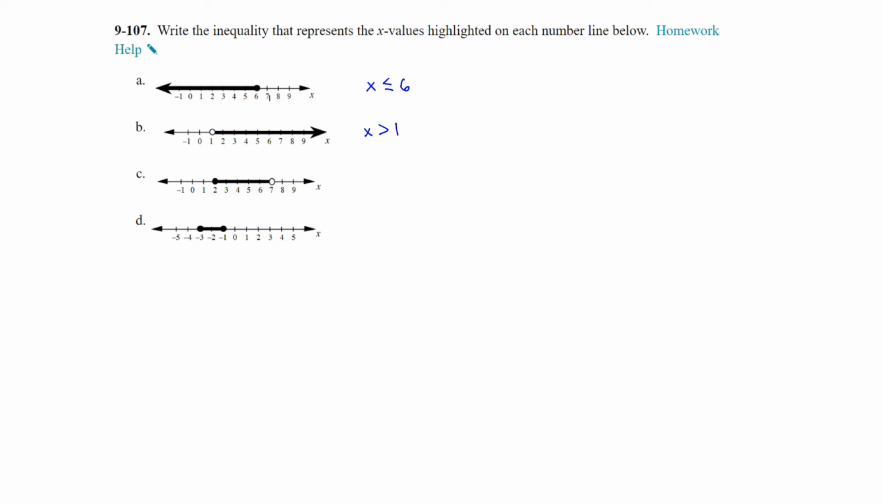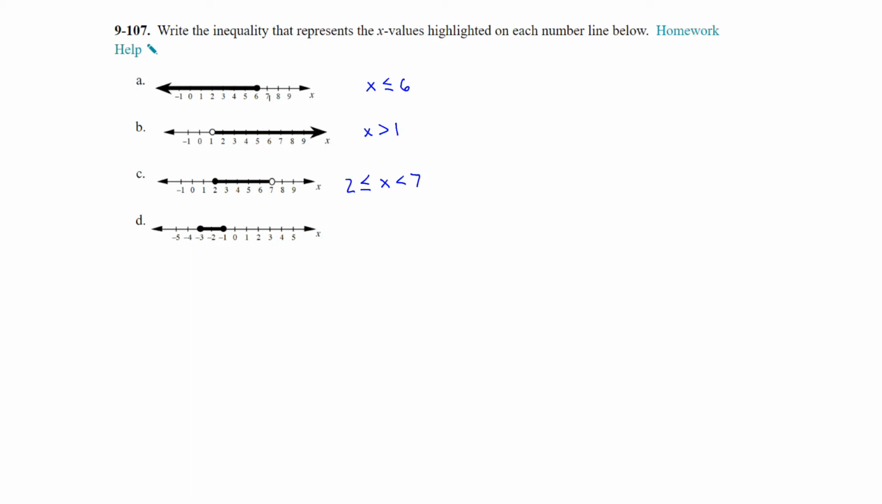Now C, it's in between, so we're going to write this one together, not as two separate things. We want all values of x that are less than 7, but we also want all values of x that are greater than or equal to 2. So both of these things have to occur. So x is greater than or equal to 2 and x is less than 7.